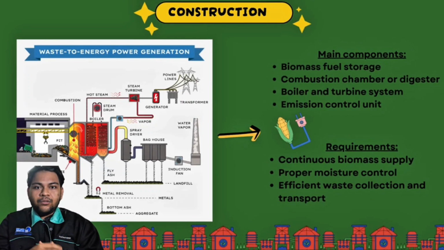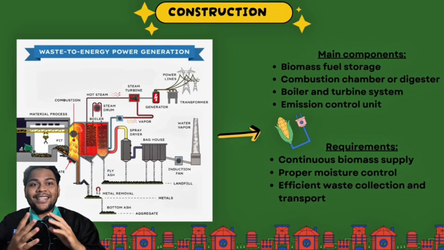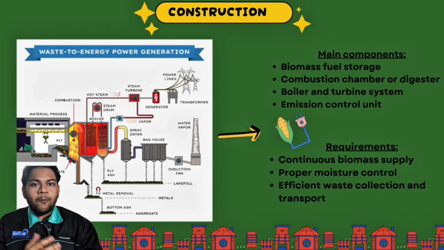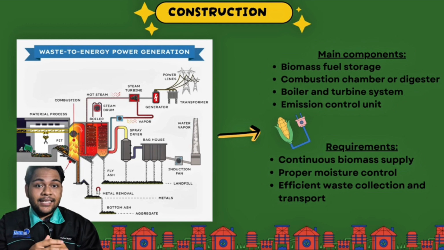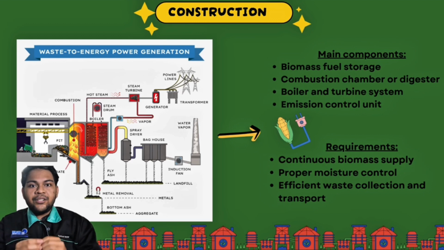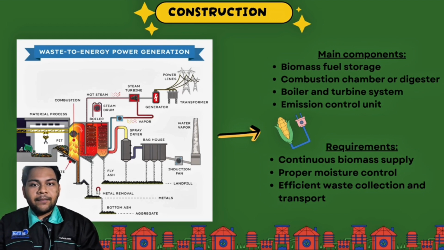Now let's break down the main construction elements that make this happen. A biomass to energy facility is built around four primary components. First, we need biomass fuel storage for a continuous supply. Second is the combustion chamber or digester, where the fuel is burned or processed to release the energy. Third, the boiler or turbine system, which is the heart of the power generation. And finally, the emission control unit, which is crucial for managing the plant's environmental impact.